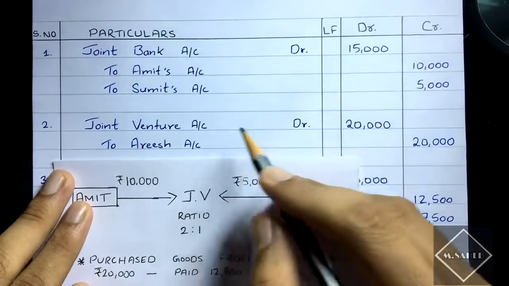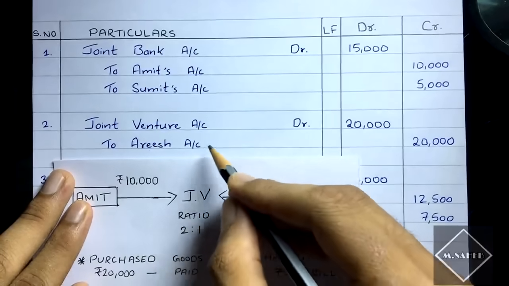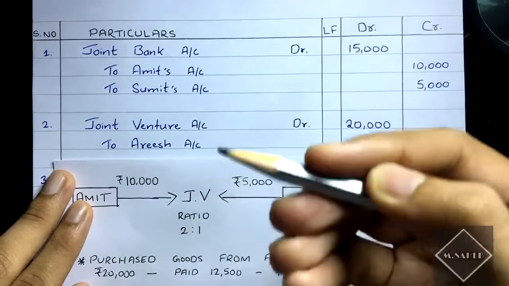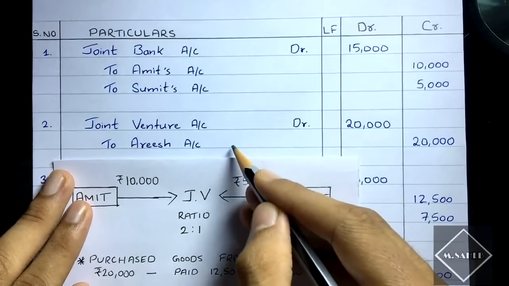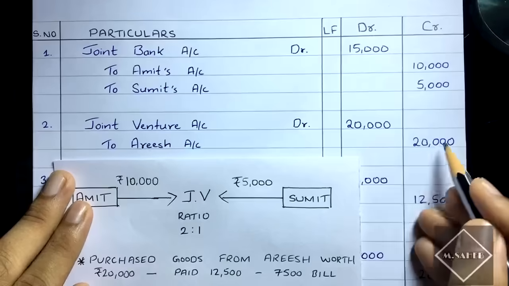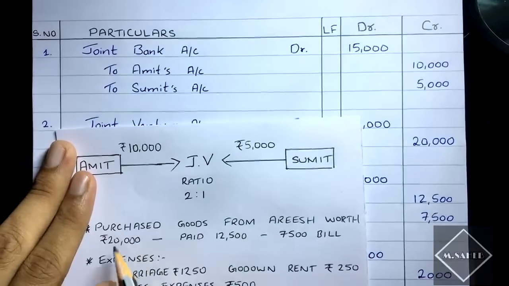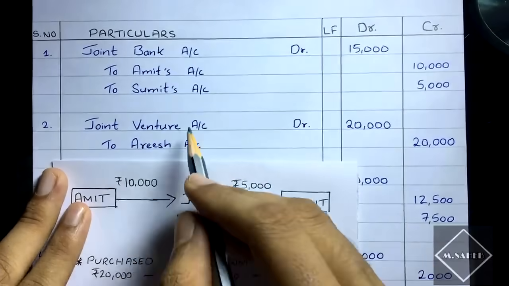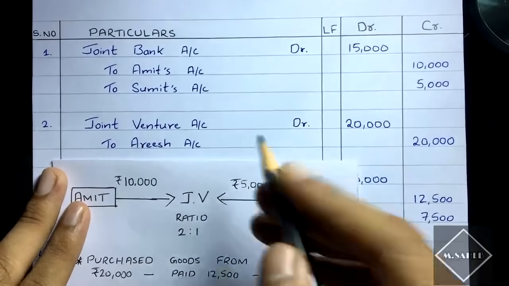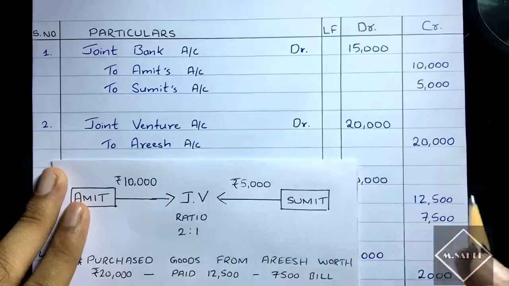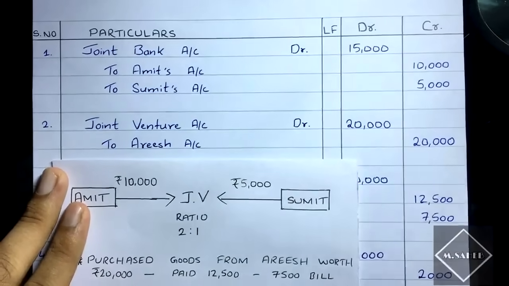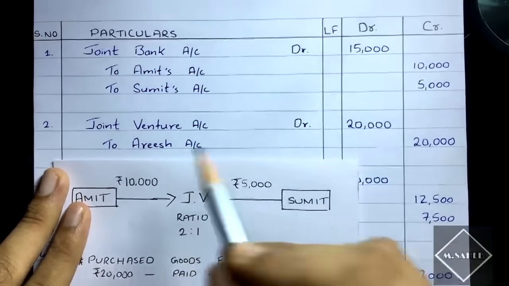So joint venture account debit to Arish account. Now Arish is a creditor, we have to pay him in the future. So Arish is a creditor, he's a liability account. If liability increases, you have to credit by 20,000, because it is 20,000 worth of goods, right? And joint venture account debit 20,000 because here expense is increasing by 20,000. Whenever expense increases, you have to debit. Whenever liability increases, you have to credit. Simple: joint venture account debit to Arish account.